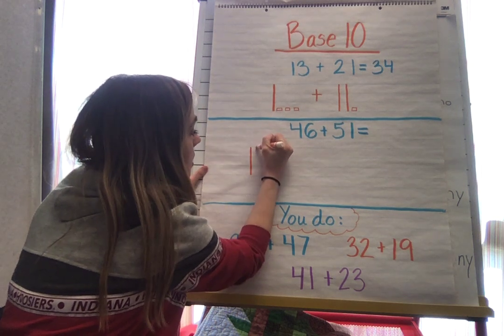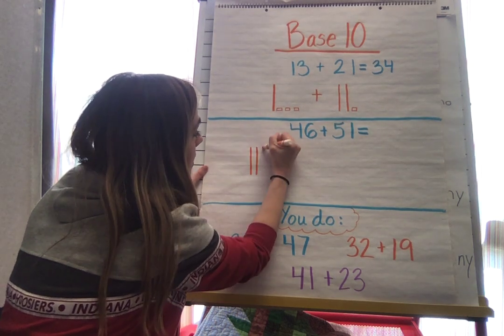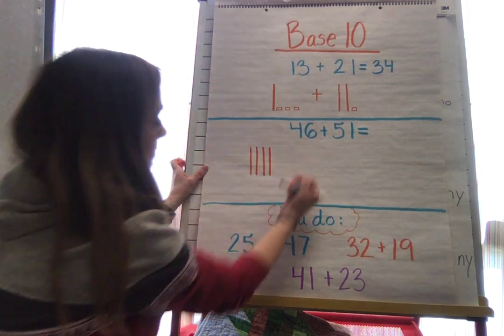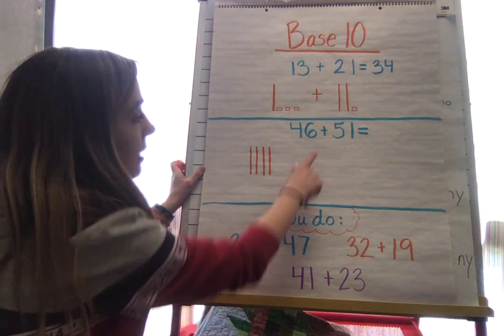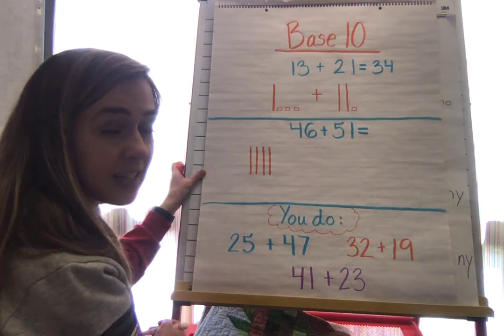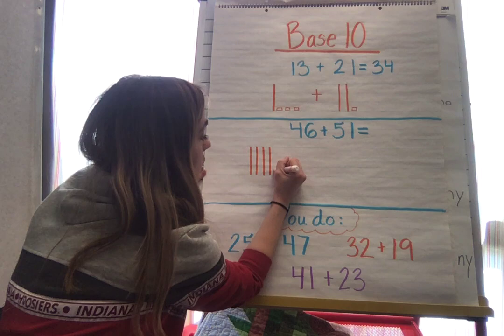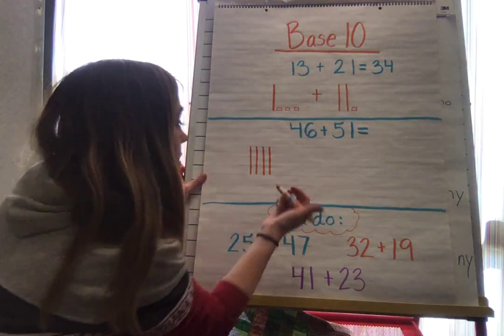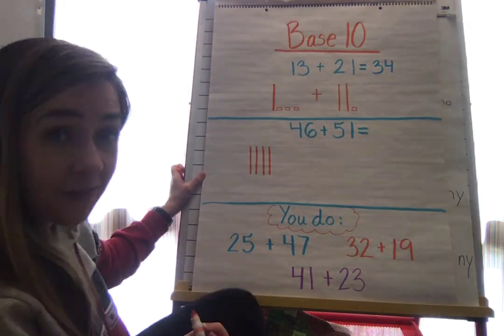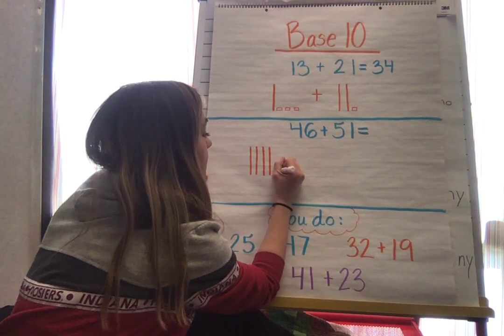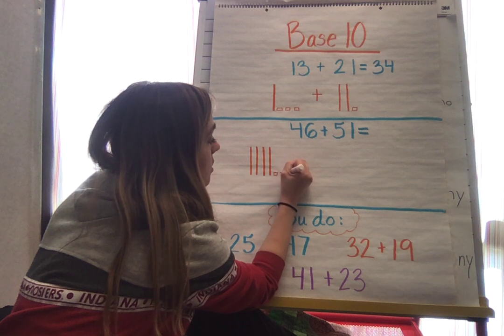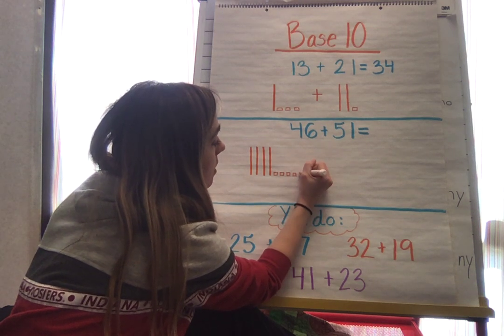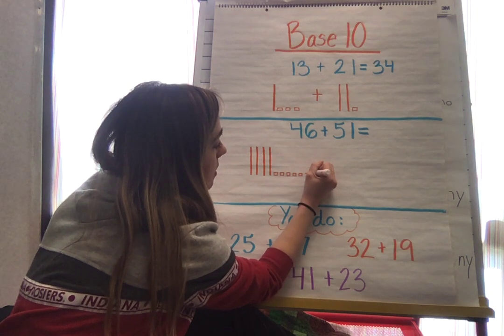10, 20, 30, 40. Okay, now I'm on to my ones place. I have 6 in the ones place. So I'm going to draw my 6 cubes. Remember, they're small, so you don't want them to be big old squares, because then you might think that they're a flat. 1, 2, 3, 4, 5, 6.